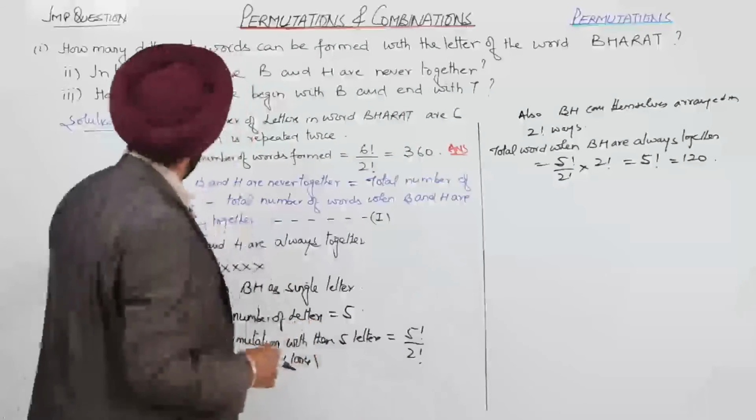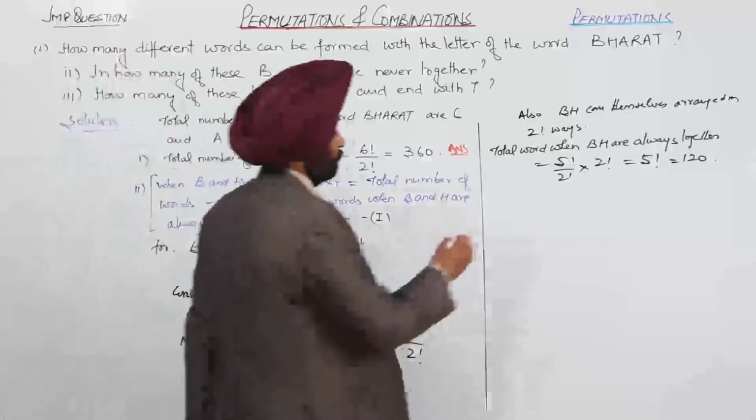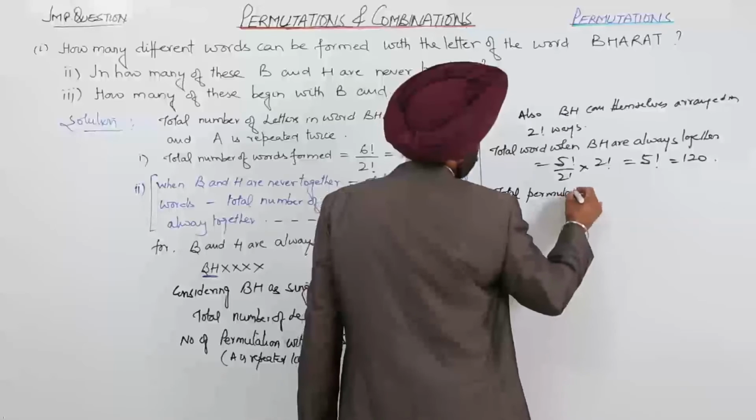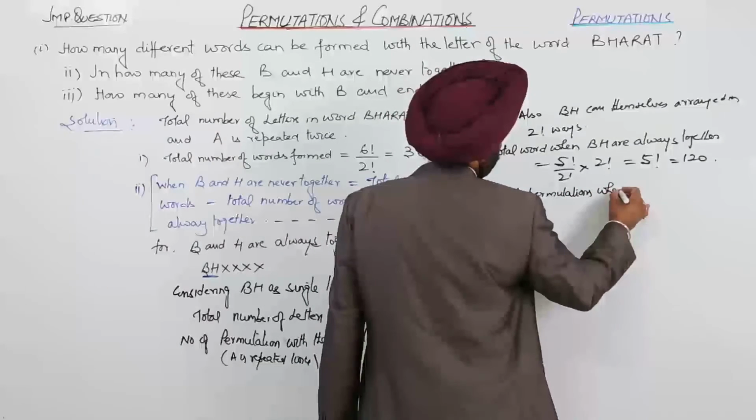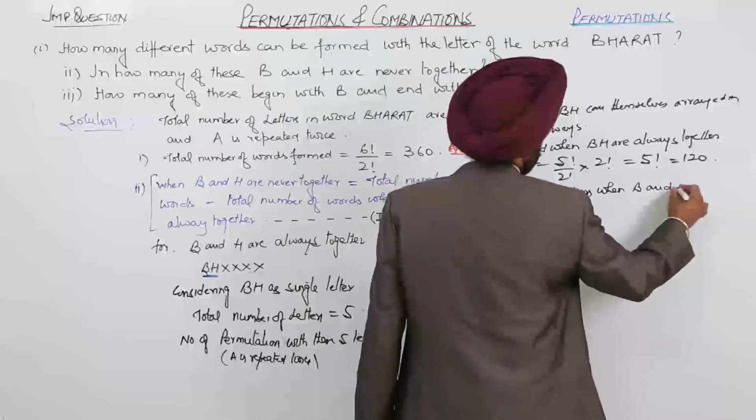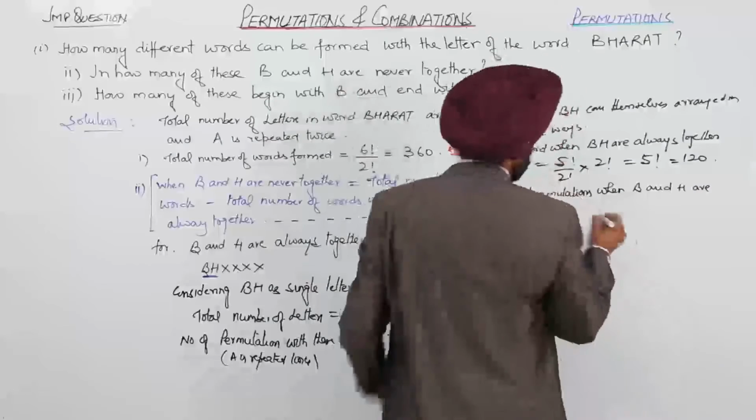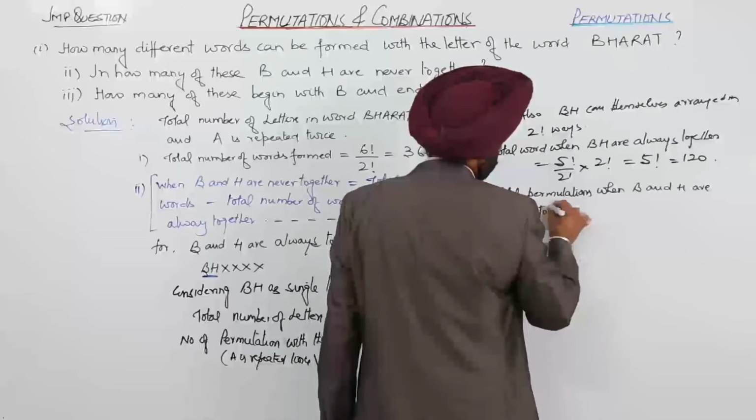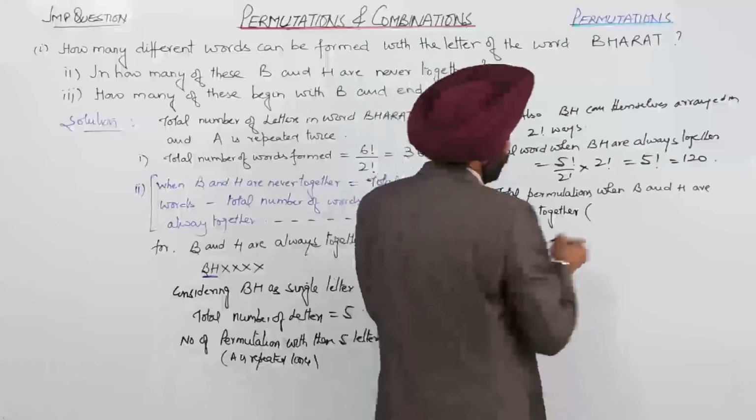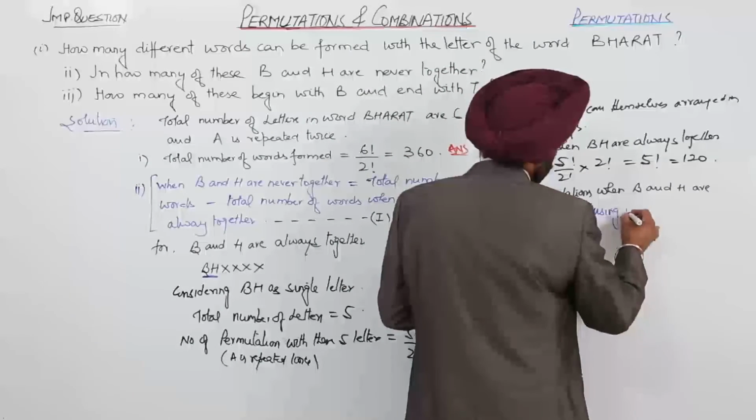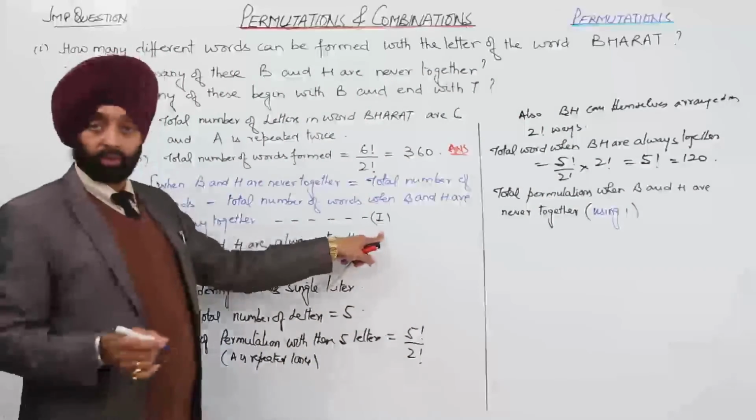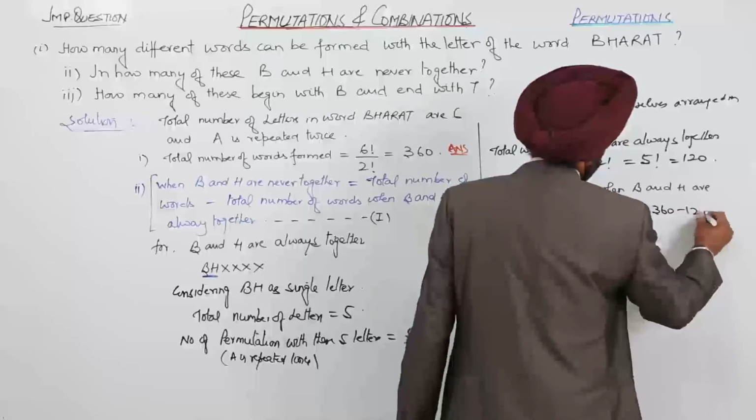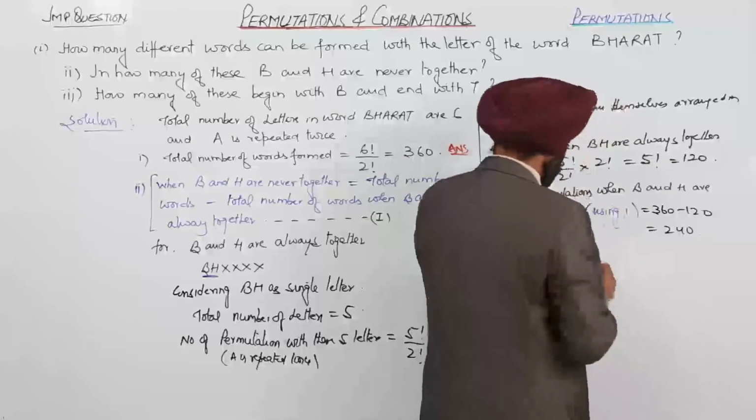Now, how many of these have B and H never together? Now the total permutations when B and H are never together, using equation 1, is equal to 360 minus 120, which is equal to 240. Answer.